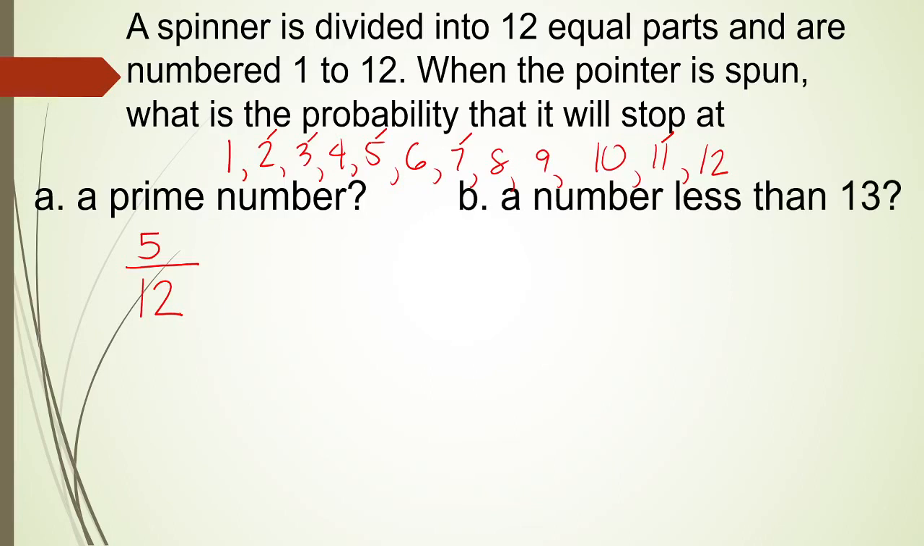A number less than 13. A number that is less than 13. How many are there? 12 over 12. It's simply equal to 1.